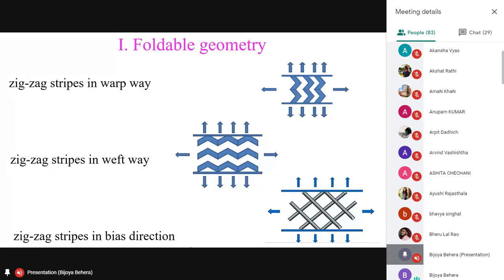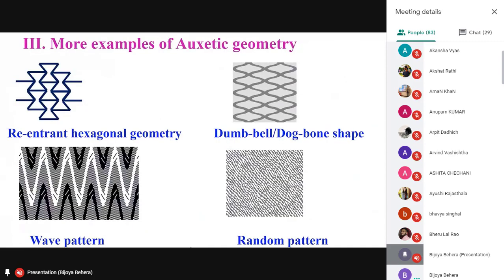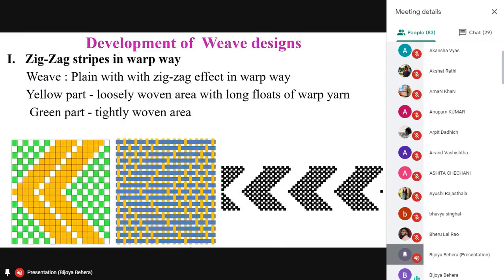We have taken these 9 different geometry which are auxetic and convert those geometry into weave design with the CAD software. You can use any CAD software. Nowadays, all the weaving CAD software are available. You can take RNA, you can take Knit Graphic, any. So you just feed the design and feed the diameter of yarn, count of yarn, and give the interlacement order. You will get this weave design. So we produced weave design with a CAD software.